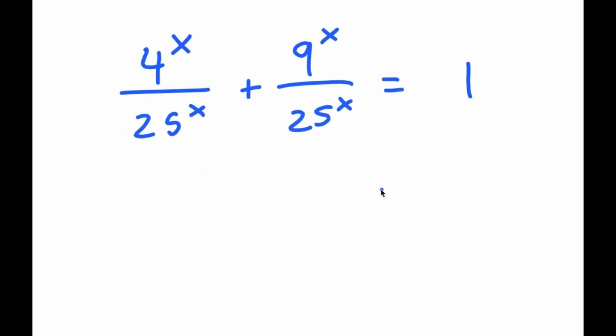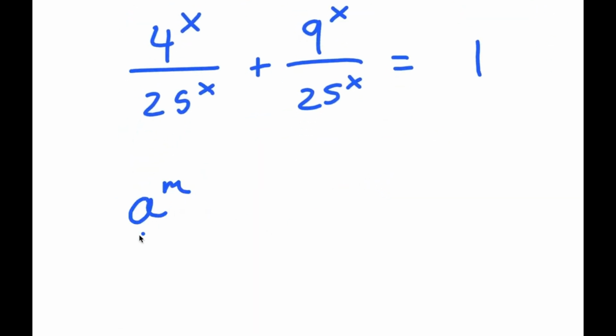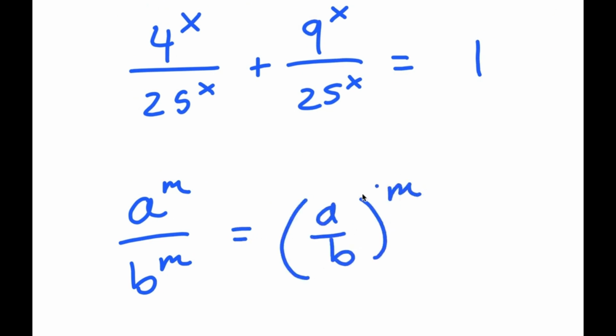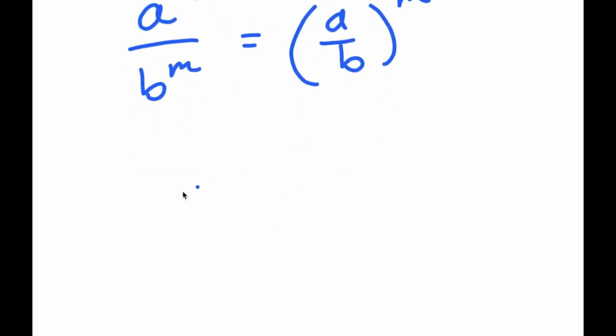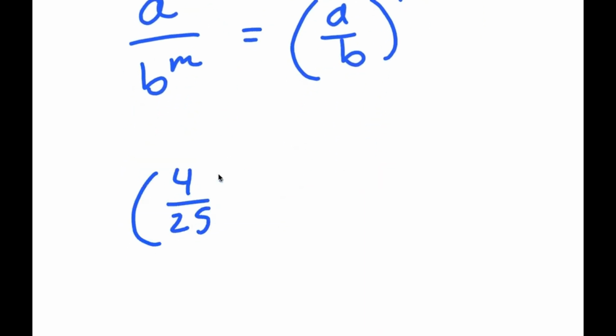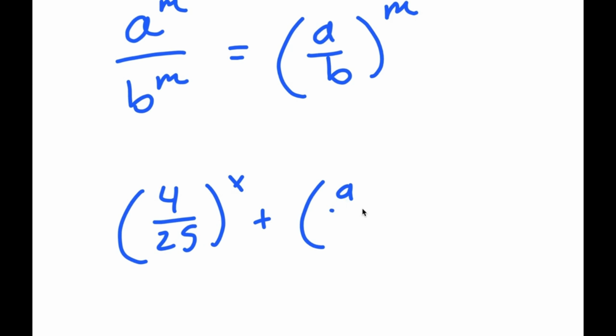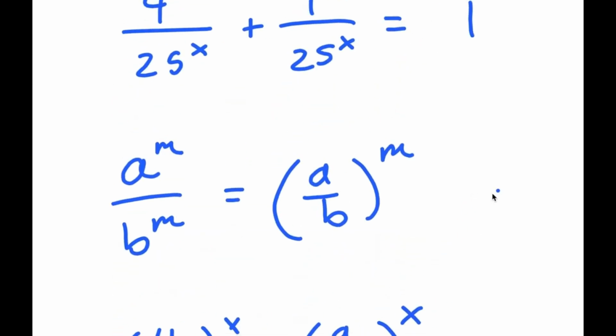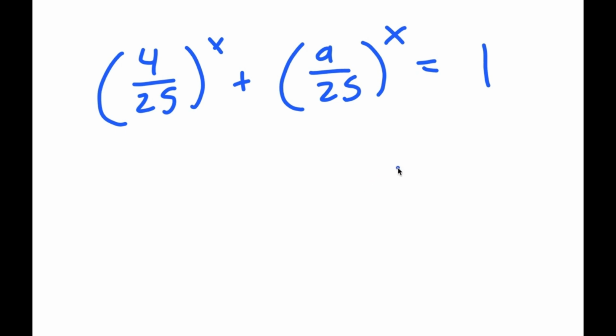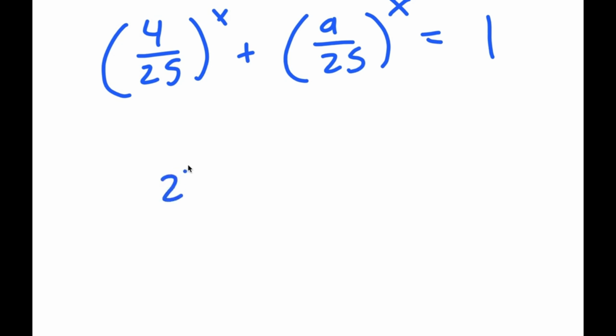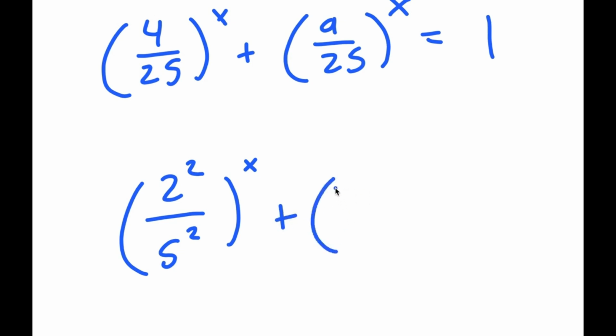Now if I have something in the form a to the power of m over b to the power of m, this is equal to a over b to the power of m. So 4 to the power of x over 25 to the power of x turns into 4 over 25 to the power of x. And 9 to the power of x over 25 to the power of x turns into 9 over 25 to the power of x. From here, I can rewrite 4 over 25 as 2 squared over 5 squared. And I can rewrite 9 over 25 as 3 squared over 5 squared.